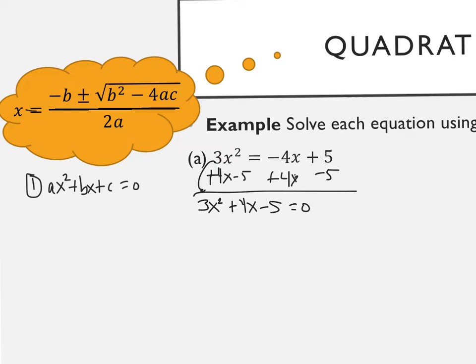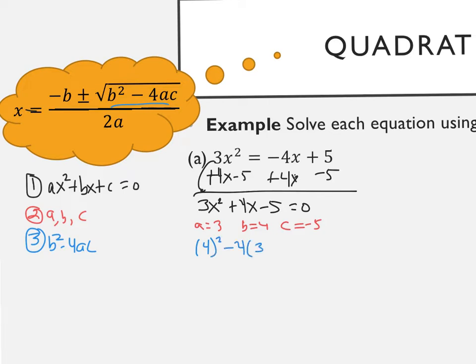The next step is we're going to identify the position of A, B, and C. So here notice we have A is 3 because it's attached to the x squared, B is 4, and C is negative 5. Next step, I would suggest that you find the discriminant, b squared minus 4ac, which is the stuff underneath the radical. So 4 squared minus 4 times a, which is 3, times c, which is negative 5. And when we use a calculator to find this, we do get 76.